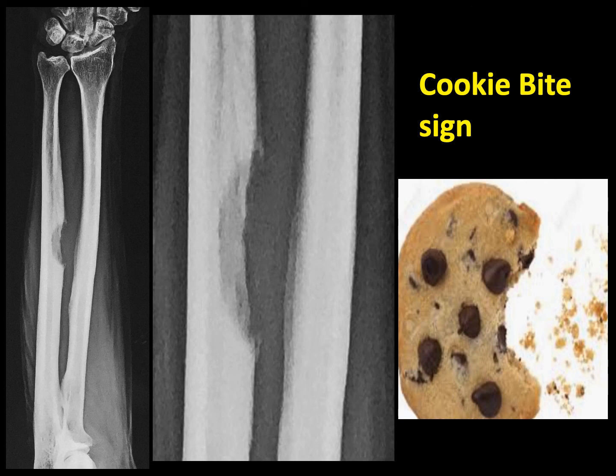Next important sign is the cookie cutter sign, which looks as if a cookie has been cut out. That is classically seen in metastatic lesions. This was a case of liver cancer with mets into the ulna bone, which is suggestive of the cookie cutter sign.